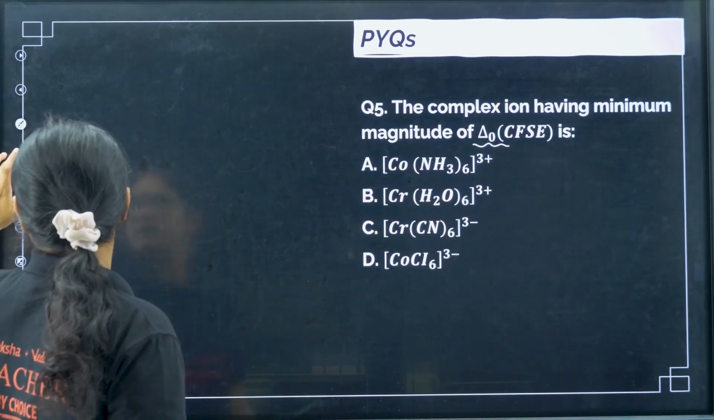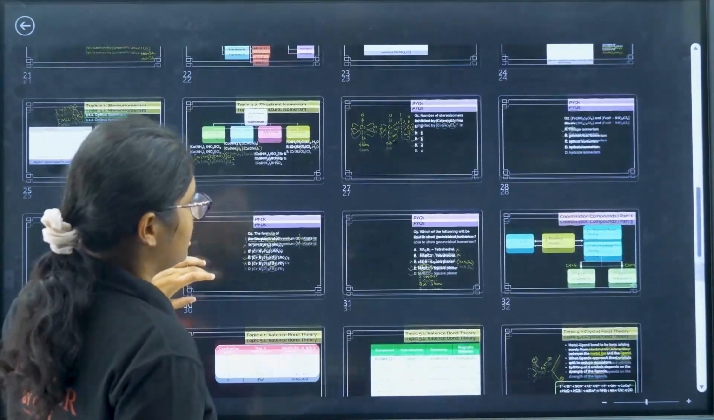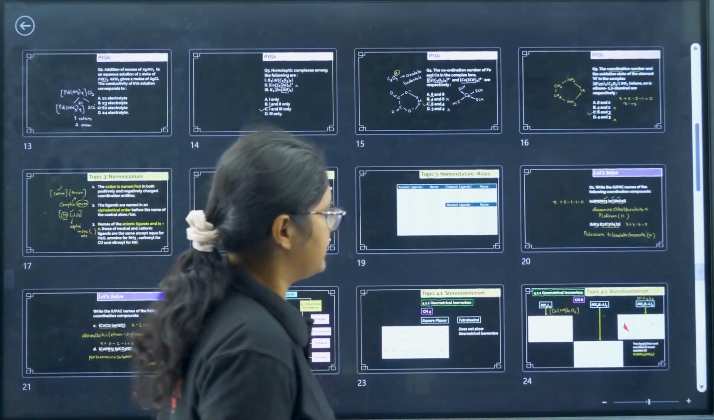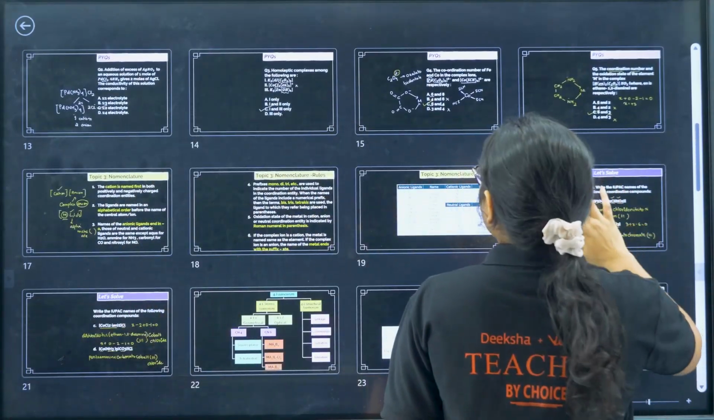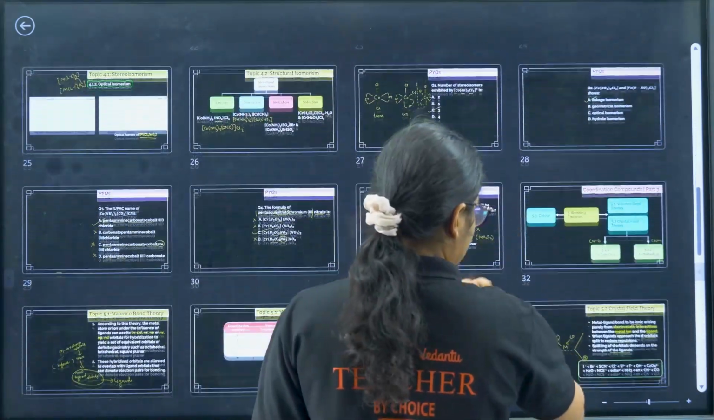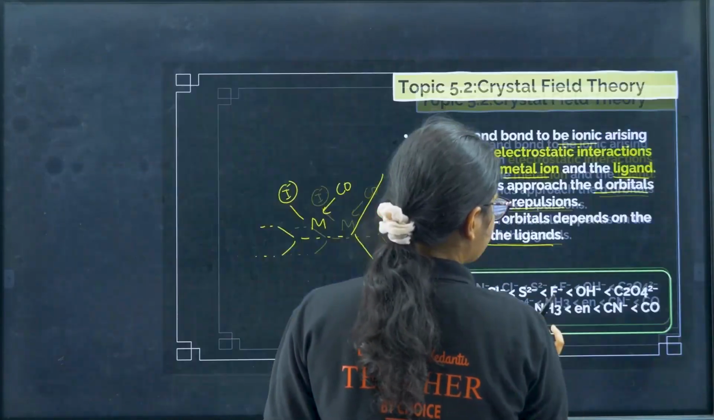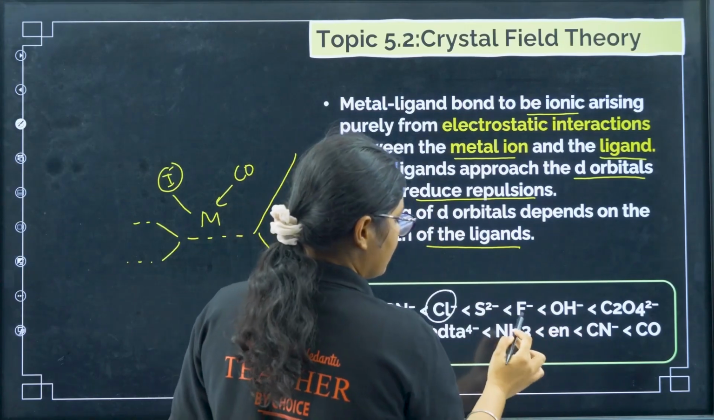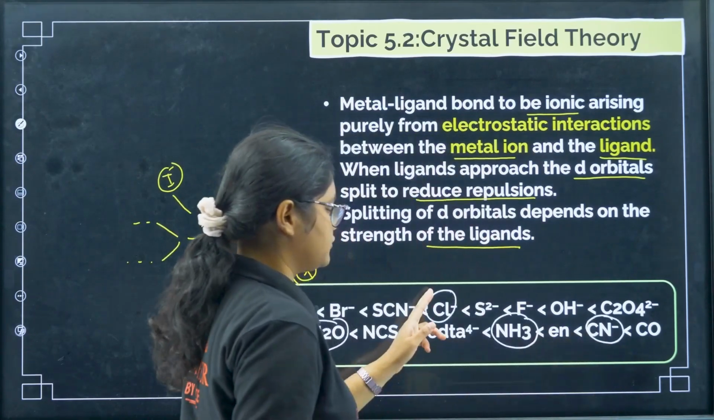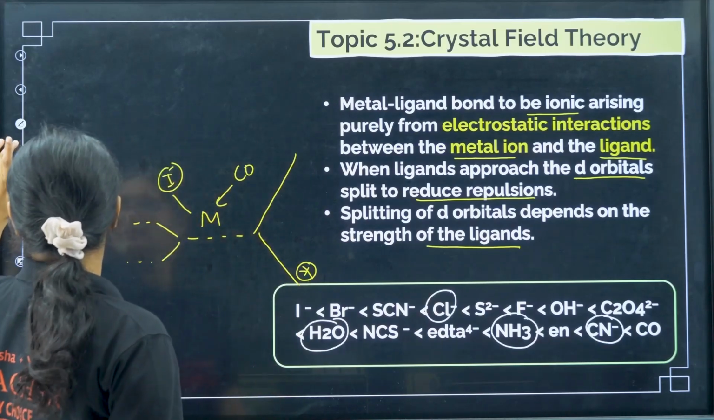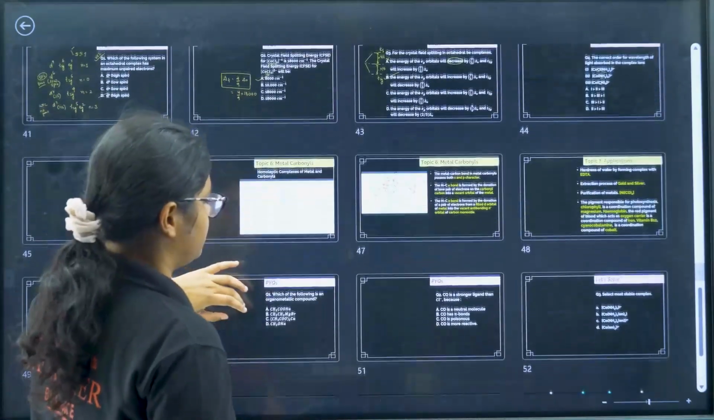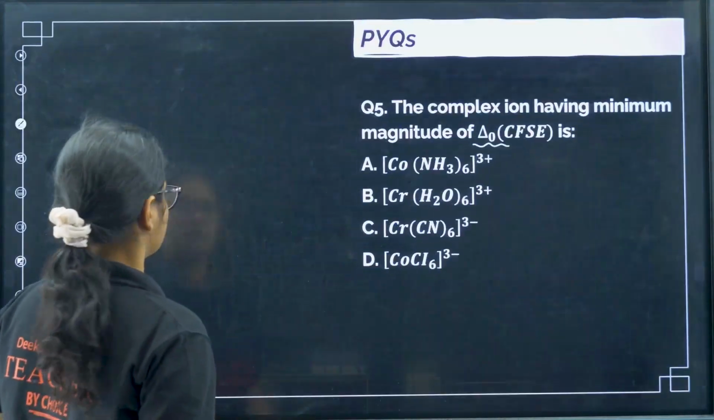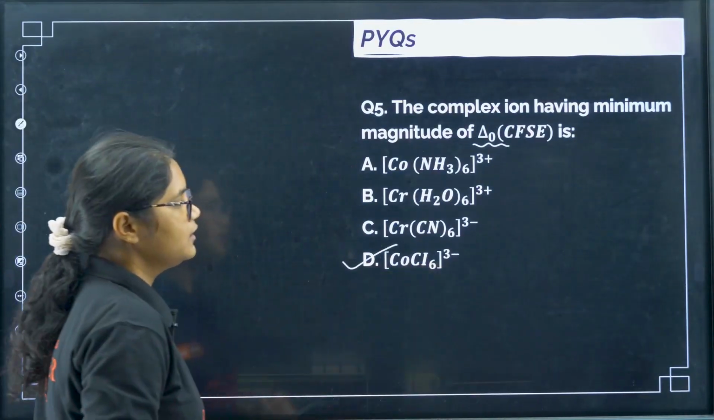Let me show you the spectrochemical series one more time so that you can have a correct idea. So you can see here chlorine is there, then you have water, then NH3, and then CN, right? So the weakest one is chlorine. If chlorine is the weakest one, the splitting will also be the least in this particular case. So the correct answer will be option number D.